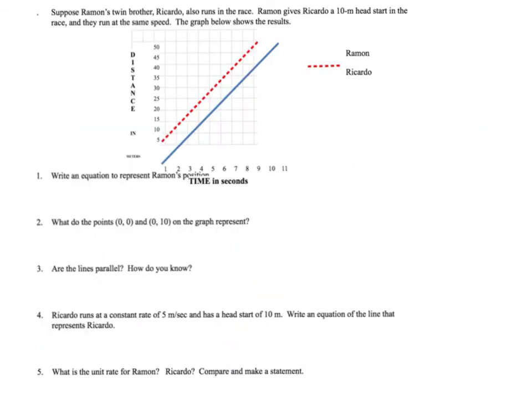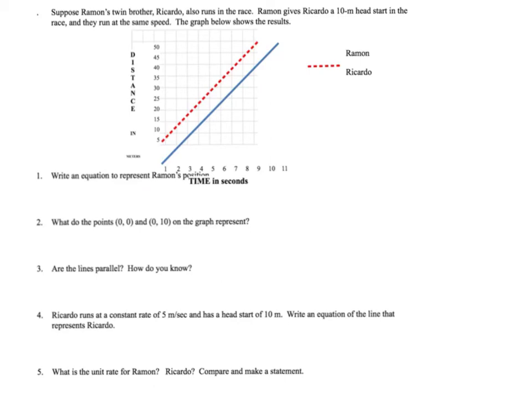Let's look at this last one. Suppose Raymond's twin brother, Ricardo, also runs in the race. Raymond gives Ricardo a 10-meter head start in the race, and they run at the same speed. The graph below shows the results. So you can look on your paper to see your graph.